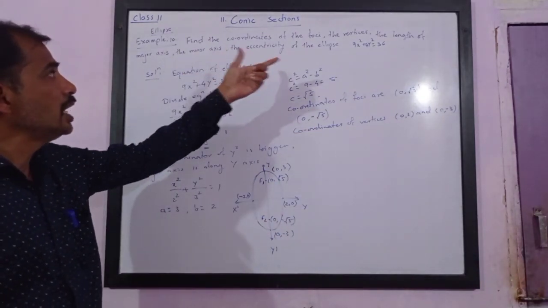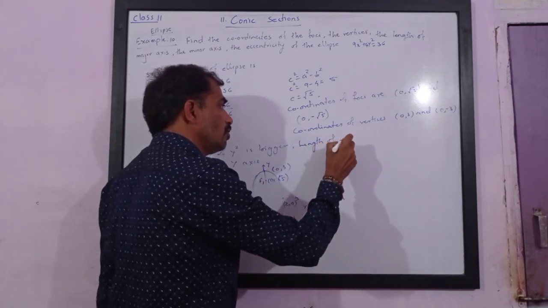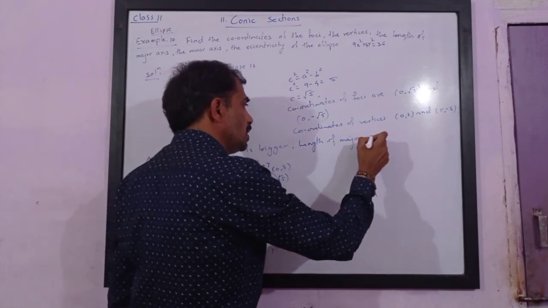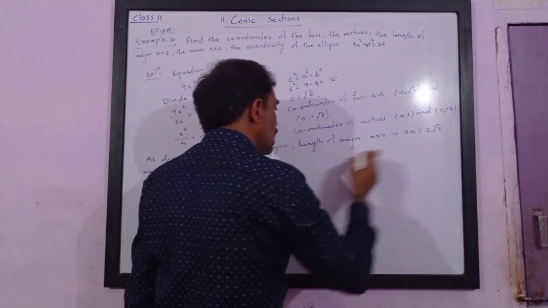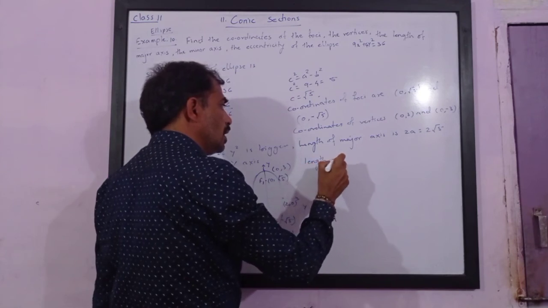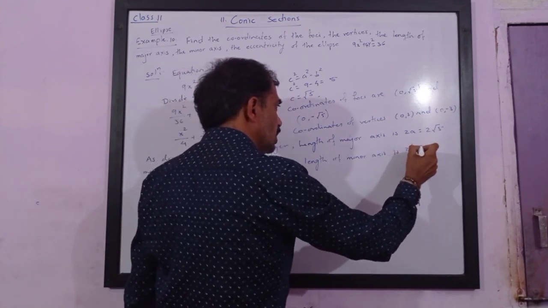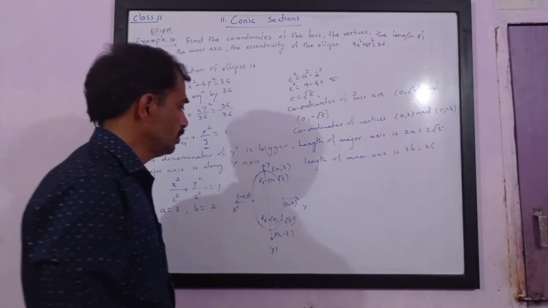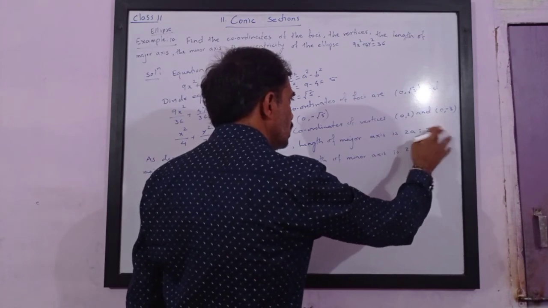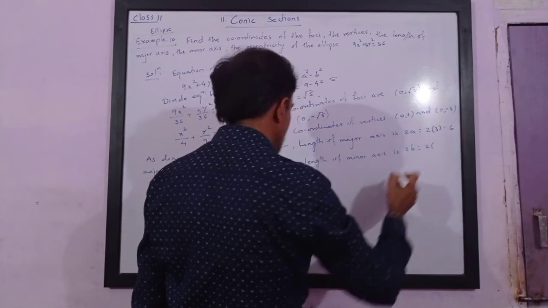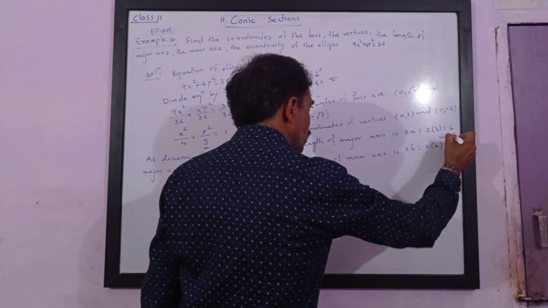Then we are asked to find the length of the major axis. The length of the major axis is 2 times a, that is equal to 2 times 3, which is 6 units, and the length of the minor axis is twice b, that is equal to 2 times 2, that is equal to 4 units. So 6 units and 4 units.